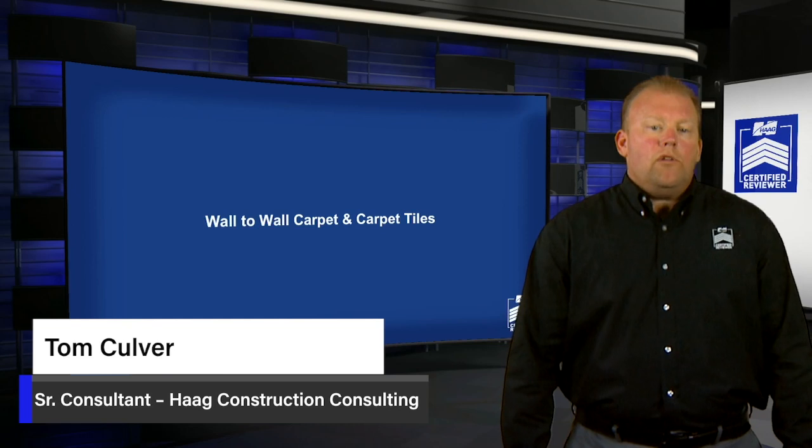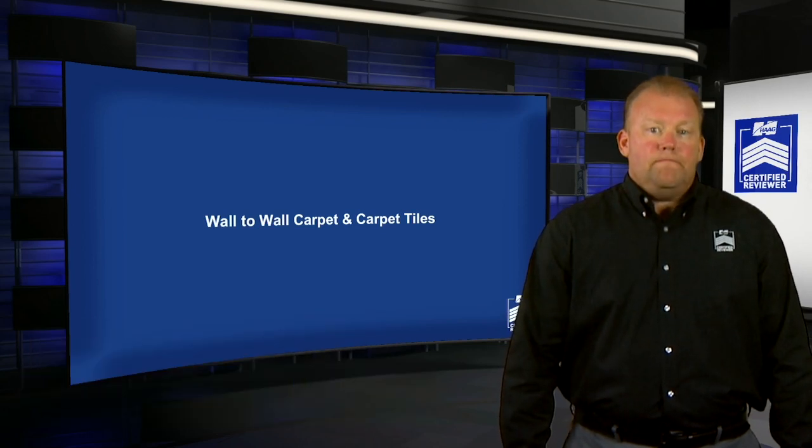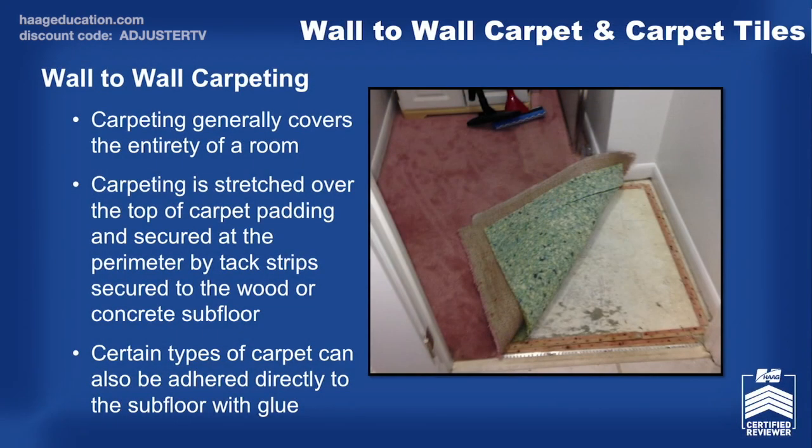Now we're going to talk about wall-to-wall carpet and carpet tiles. Wall-to-wall carpeting is very common in many residential settings. Carpeting generally is going to cover the entire room and be stretched over the top of a carpet pad. The carpet pad cushions the carpet, so when you walk on it, it feels softer. And it also will absorb any irregularities in the subfloor. As long as they're minor, the carpet pad is going to just hide any irregularities.